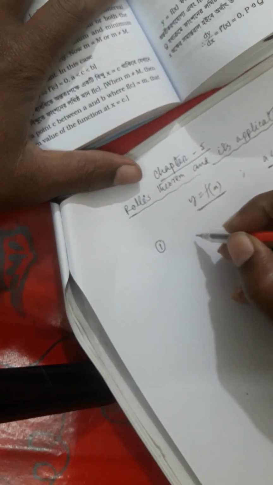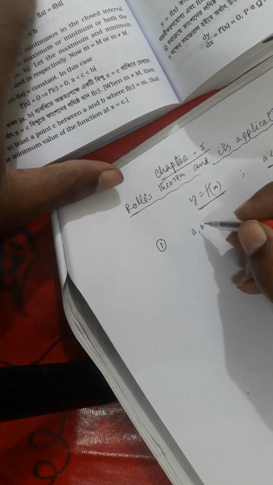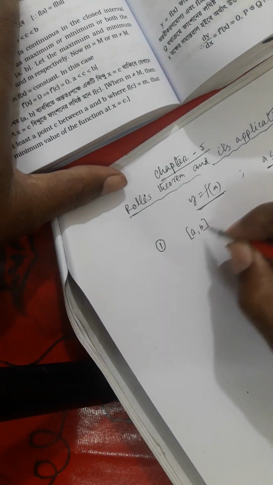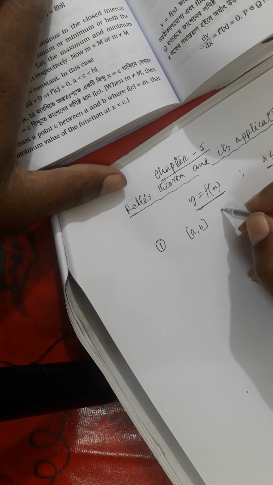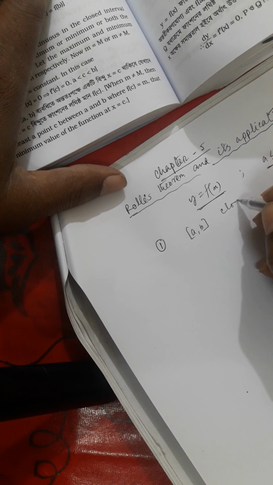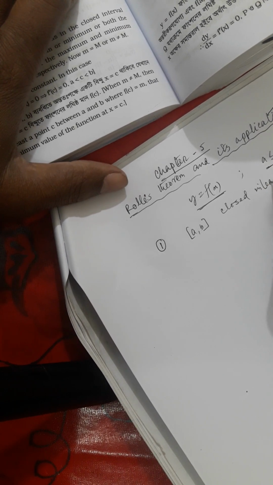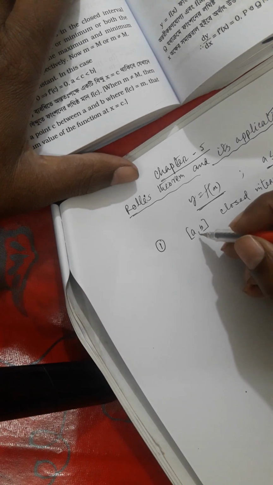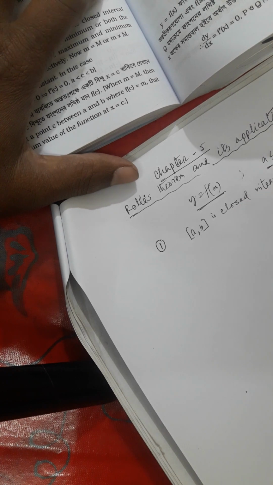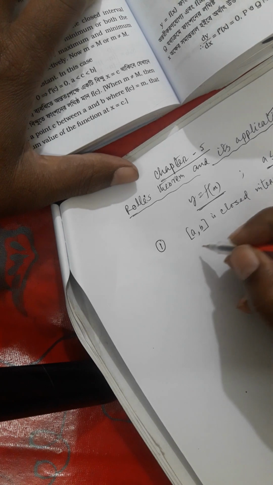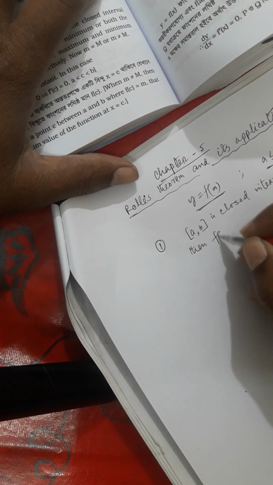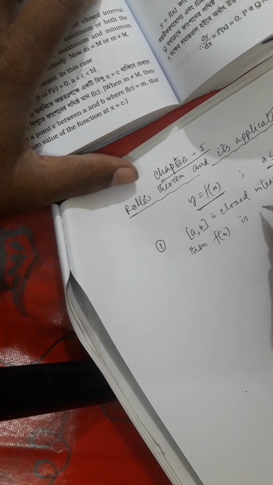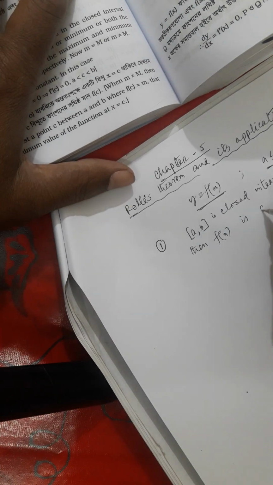Firstly, you have to think, number 1, ab বদ্ধ ব্যবধি, ab closed interval. Then f of x is continuity.